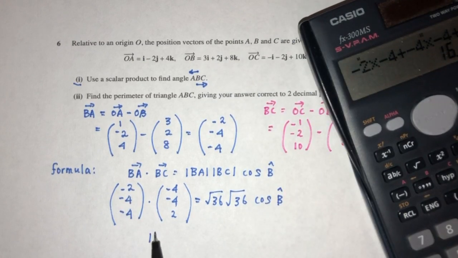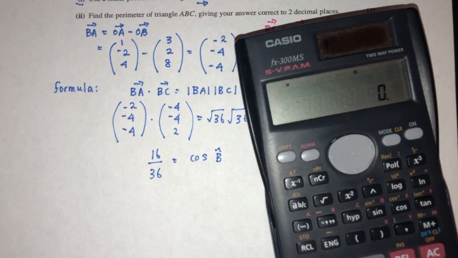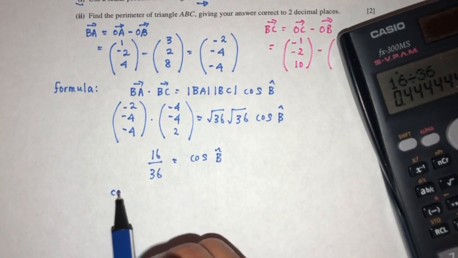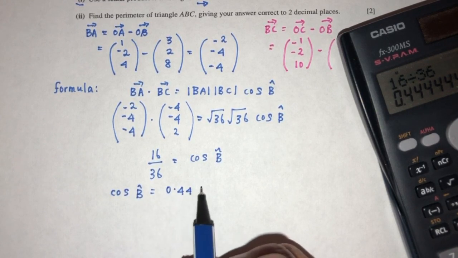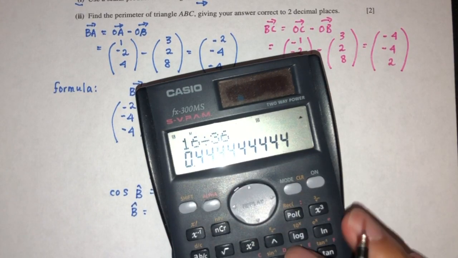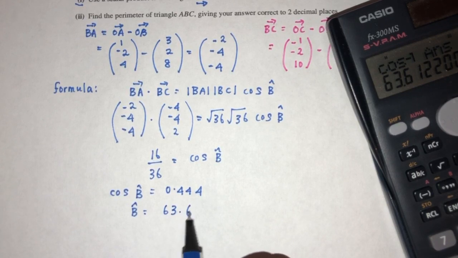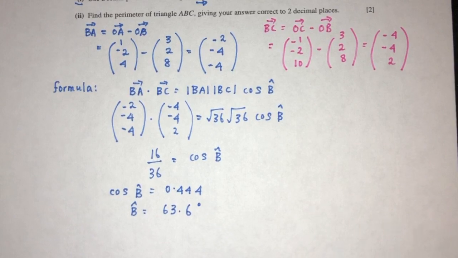That should be 16 divided by 36. Cos of angle B, so let's find out. 16 divided by 36 should be what? So from now we know cos of B is 0.444. So B will be cos inverse of that. Here you go, 63.6 degrees, correct to 1 decimal place for angles. That is part 1 of your question.